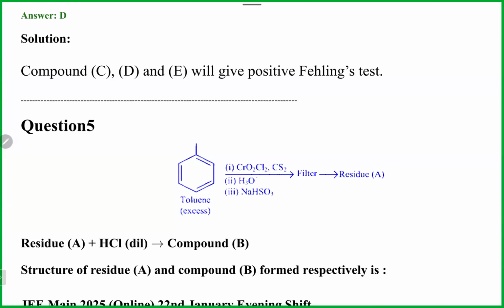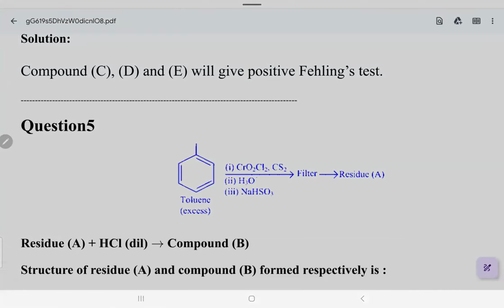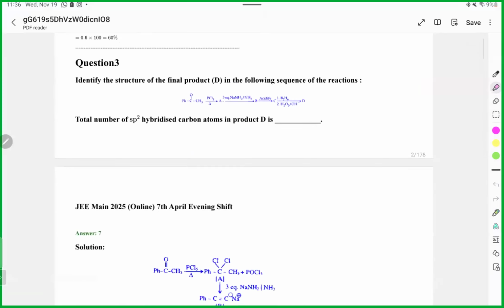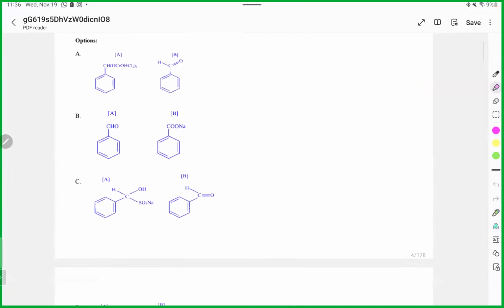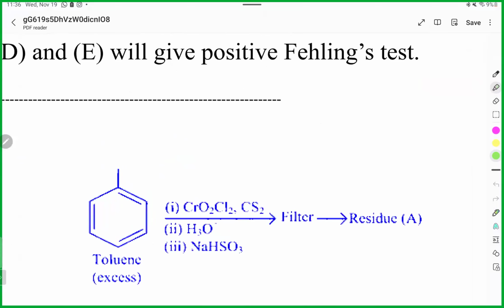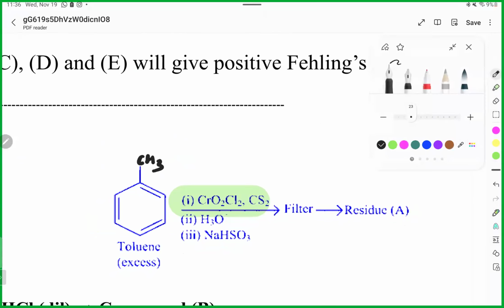What is the result of the first step? Forget about the second step. In the first step, you use CrO2Cl2 and CS2. Chromium complex. Yes, Chinmay. If you are using chromyl chloride in CS2 and here you have toluene, if toluene reacts with chromyl chloride, what will be the product? Chromium complex. Étard reaction.